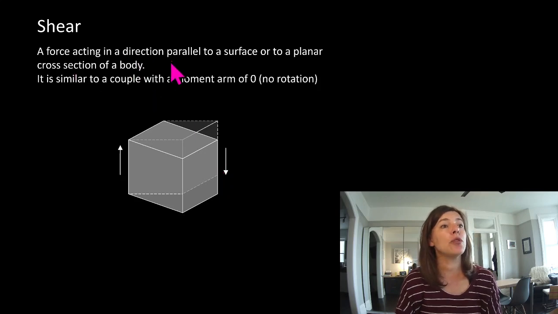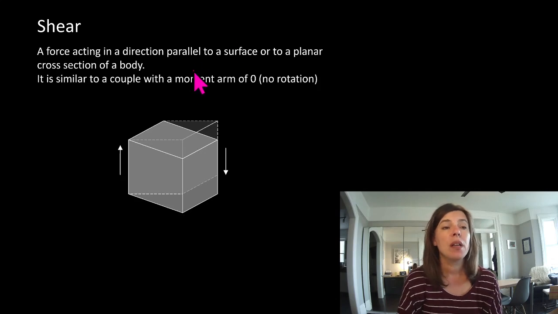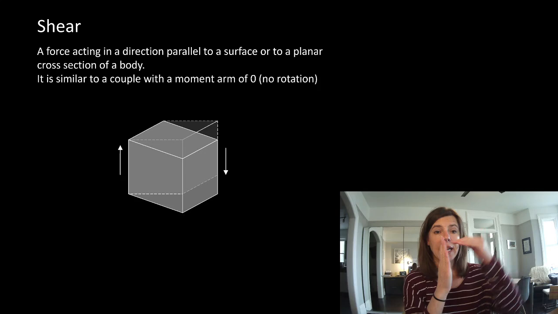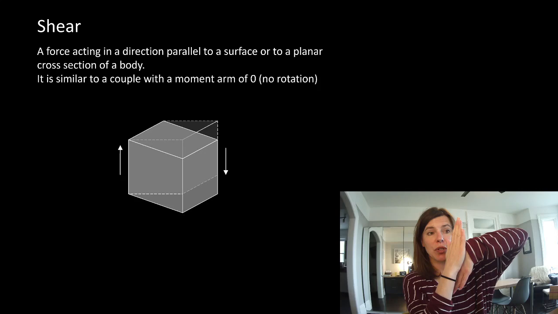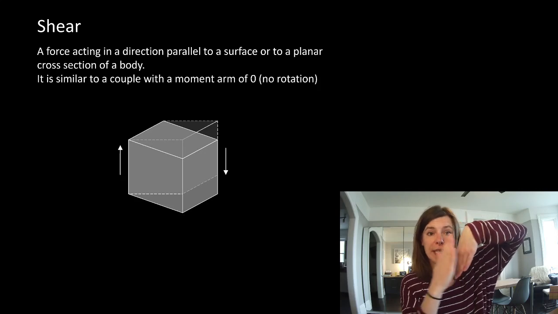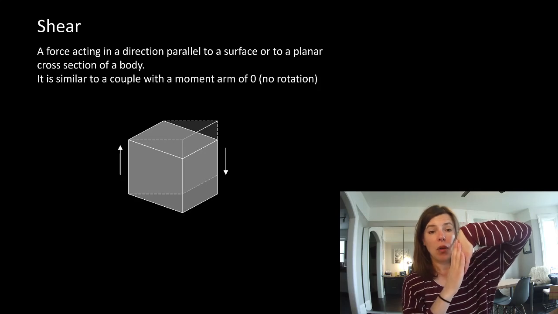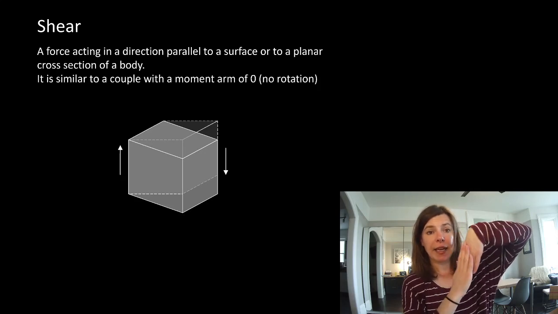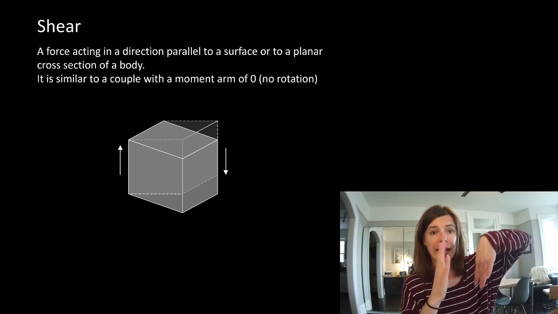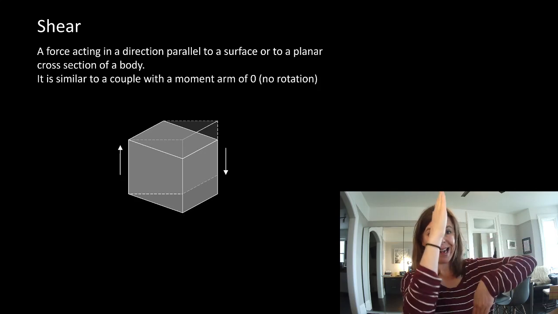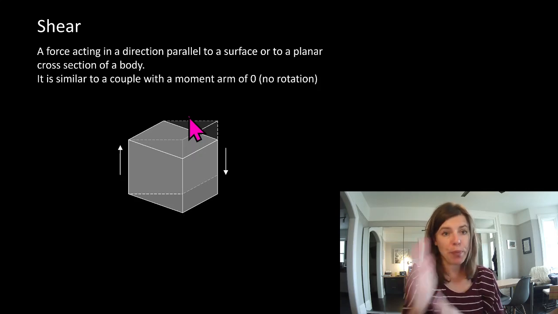So shear is a force acting in a direction parallel to a surface or to another planar cross-section of a body. This is similar to a couple, but with a moment arm of zero, meaning we've got one force going up and one force going down, but the distance between them is zero. If there was a distance between them, we'd have a moment. What if we looked at this plane, and then right beside it, this plane, but then we went back and looked at this plane and this plane, we've also got moment. So with shear, we're talking about that slip right along one plane.